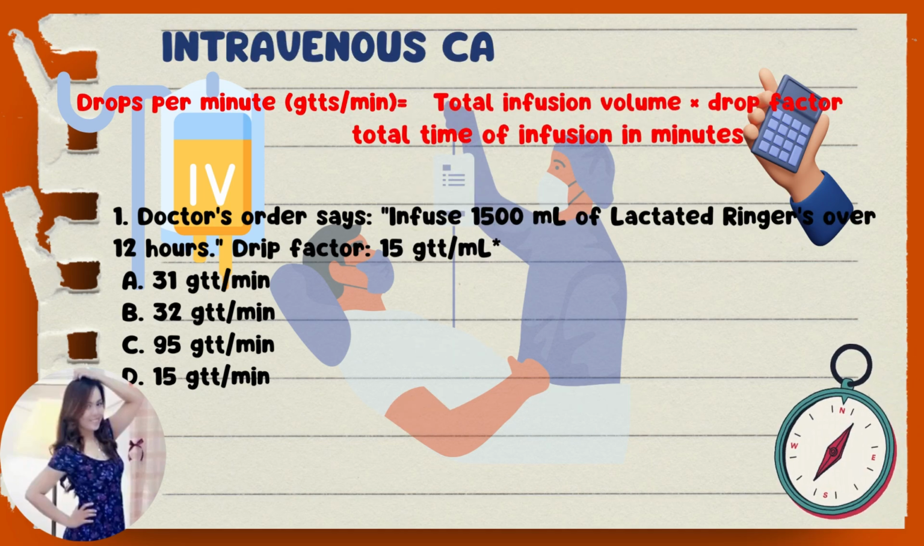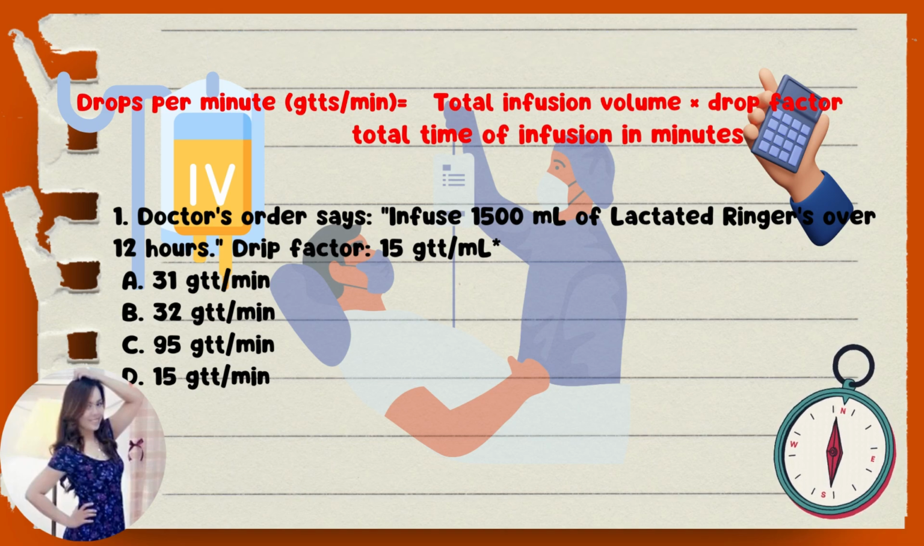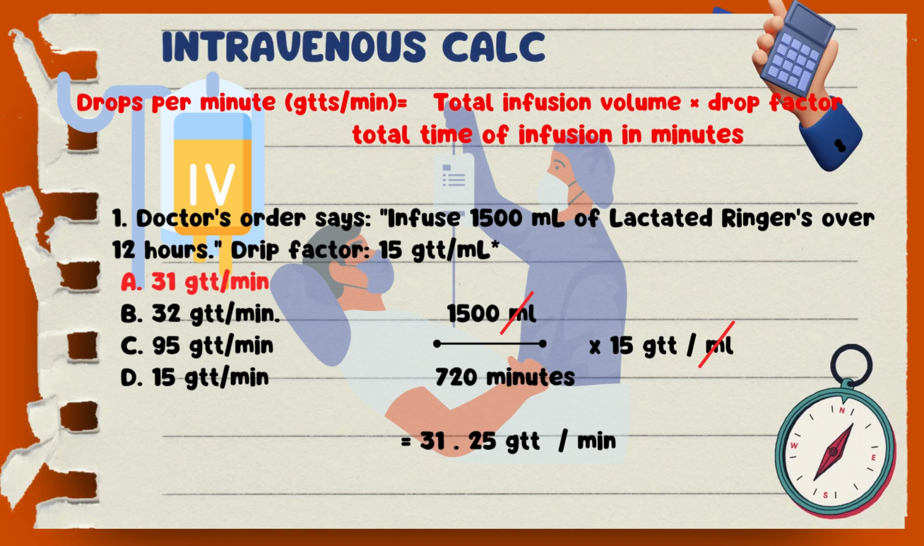Another example is to get drops per minute. The doctor's order says infuse 1500 ml of lactated ringer over 12 hours. The drip factor is 15 drops per ml. What is the answer? A. 31 drops per minute. B. 32 drops per minute. C. 95 drops per minute. D. 15 drops per minute. The answer is A.